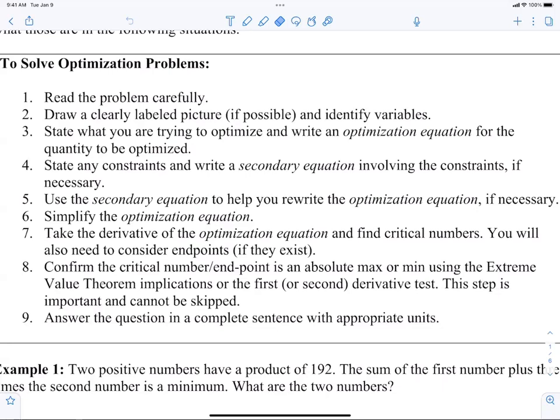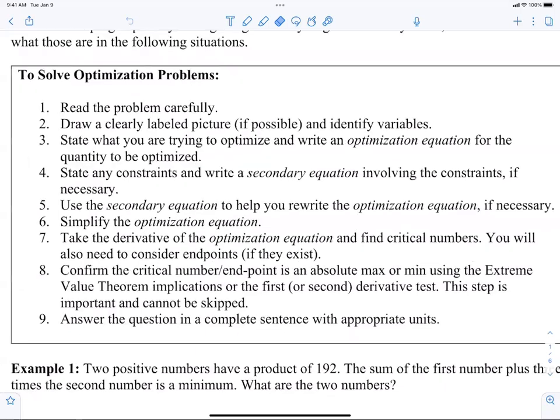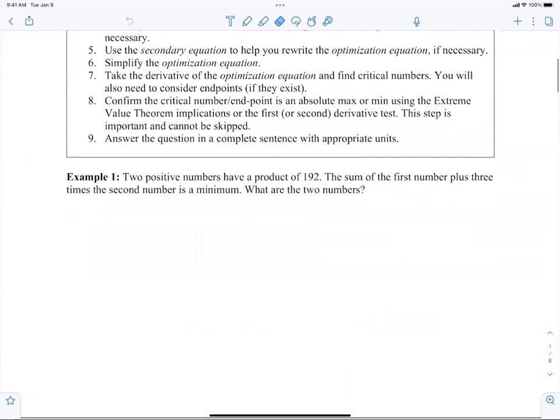You need to make sure that if you do use the first or second derivative test, you are interpreting your analysis line, and then you're answering in a complete sentence with the appropriate units. So we're going to start pretty simple here.